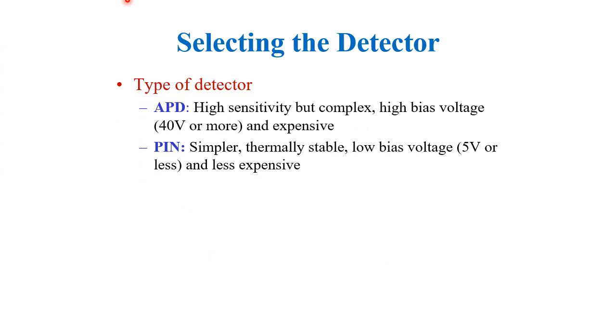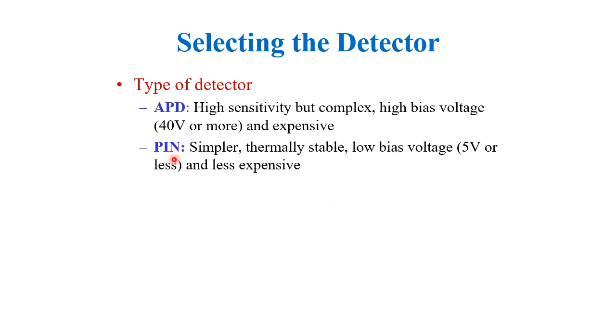Next is selecting the detector. First you have to look into the type of detector to be used, and again it depends upon the application. An avalanche photodiode has high sensitivity, but at the same time the circuit is very complex. It has a high bias voltage in the range of 40 volts or sometimes more, and it is very expensive when compared to the PIN photodiode.